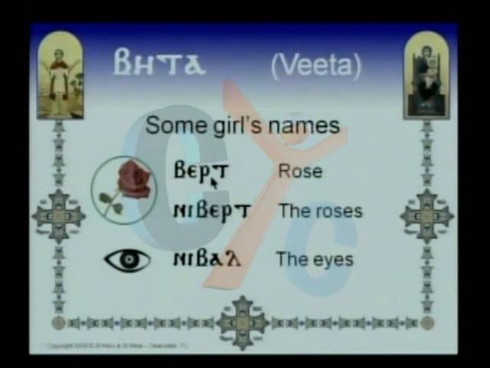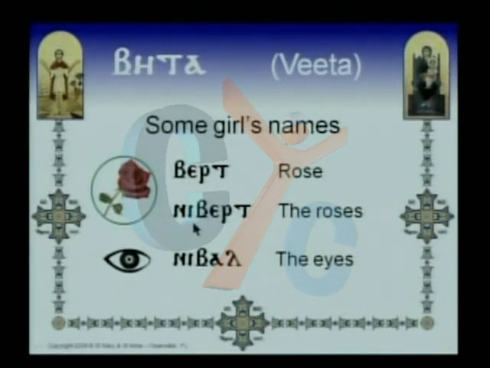Now there are some girls' names that are derived from these two words that we saw as examples of words starting with the Vita, and these are Vert and Val. The name Vert itself can be used as a girl's name. Vert means rose, and this is a nice name, you can use it.